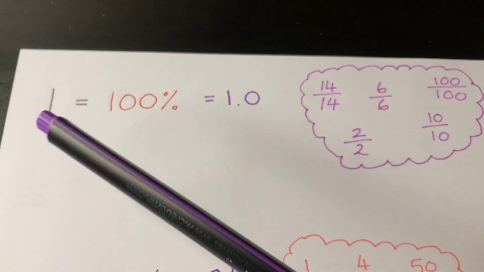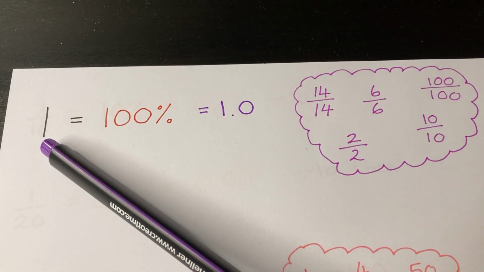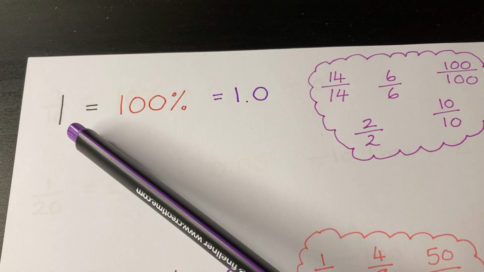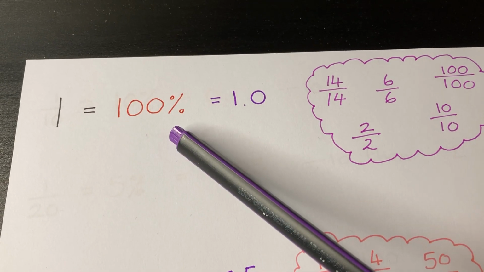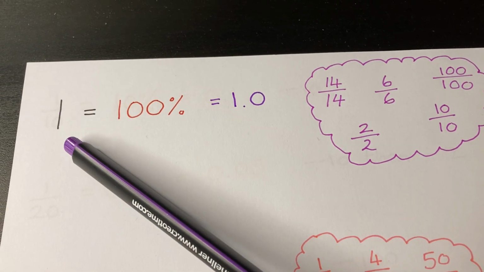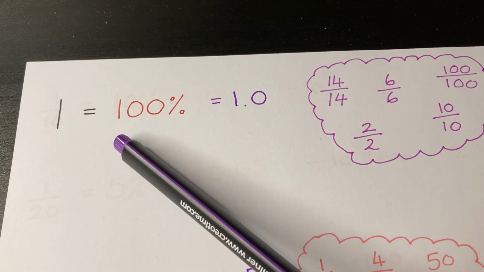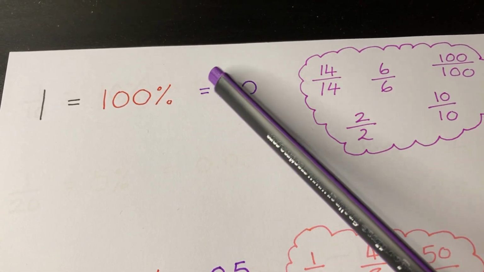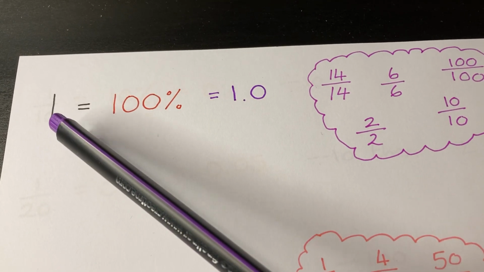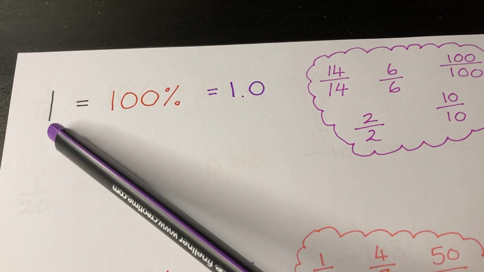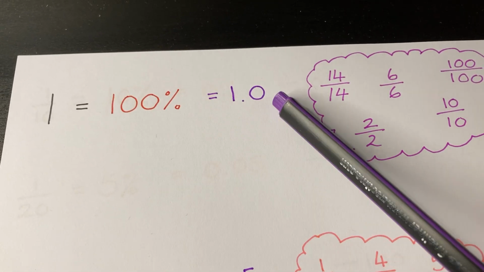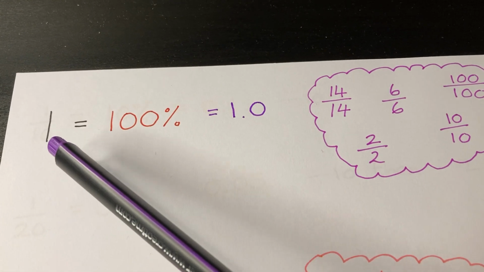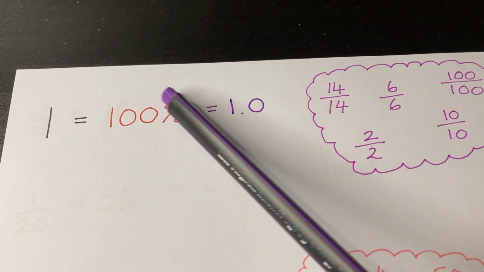So let's start off with the first one. That is one whole. So one whole is the same as 100%. If you've got a whole cake, that's 100% of the cake. If you've got one whole book, that's 100% of the book. Now that is the same as 1.0. So this is how it looks as a normal integer, and this is how it looks as a decimal. As a decimal it would be 1.0. As a whole number it'd just be 1, which is equivalent to 100%.